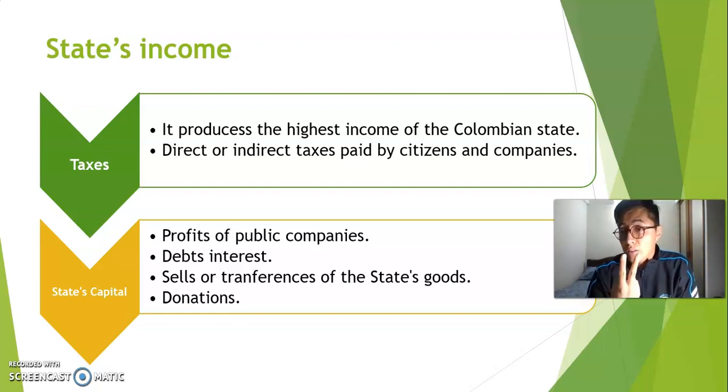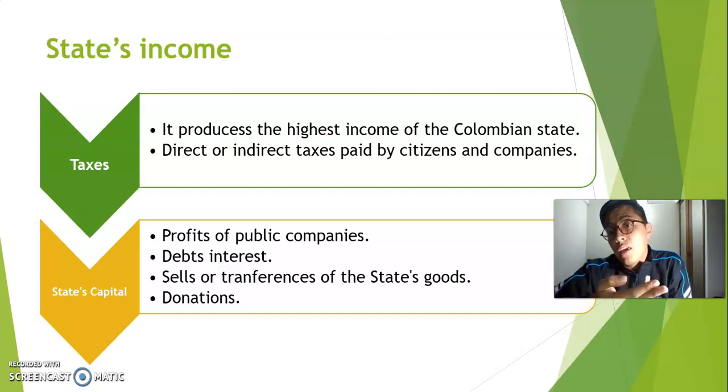But there are other characteristics, like the second one that says debt's interest. So it's when someone owes some money to the state, and that debt is going to increase because of the interest. So the person who owes money to the state is going to pay more money than the money he or she received at the beginning.